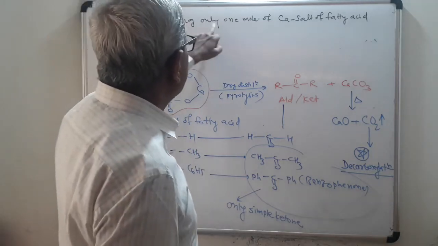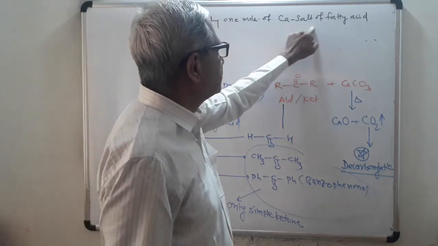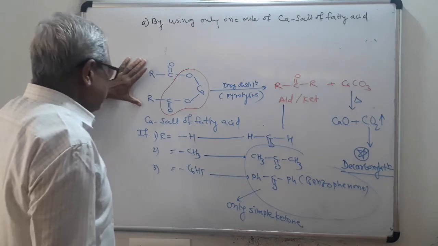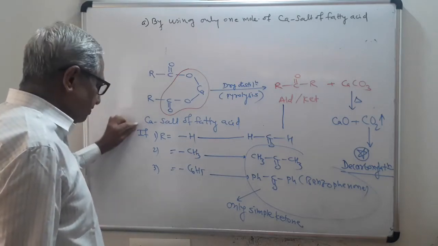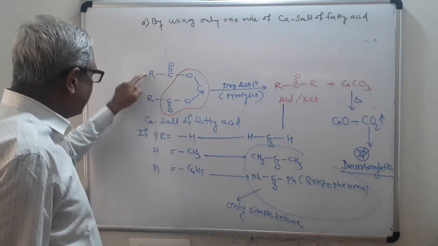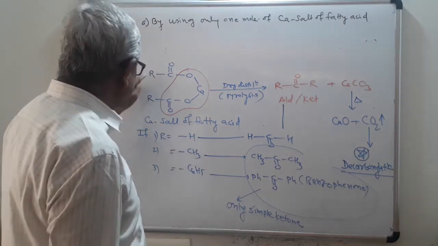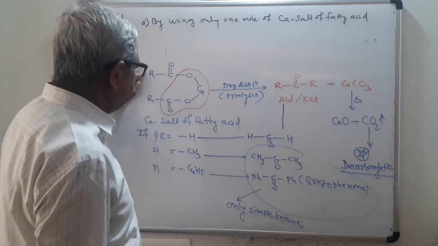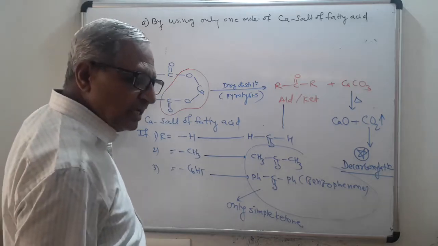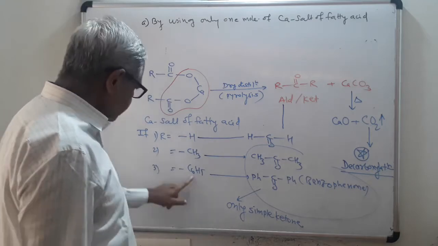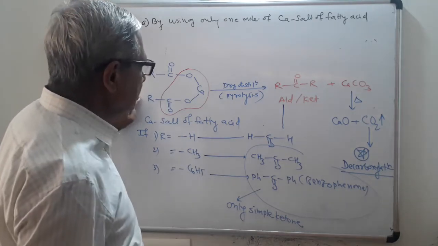By using only one molecule of calcium salt of fatty acids. So you have taken here calcium salt of fatty acids, 3 examples at a time. Put R is equal to H, that will become calcium salt of formic acid. R is equal to CH3, that will become calcium salt of acetic acid, that is also known as calcium acetate. If R is equal to C6H5, calcium benzoate.